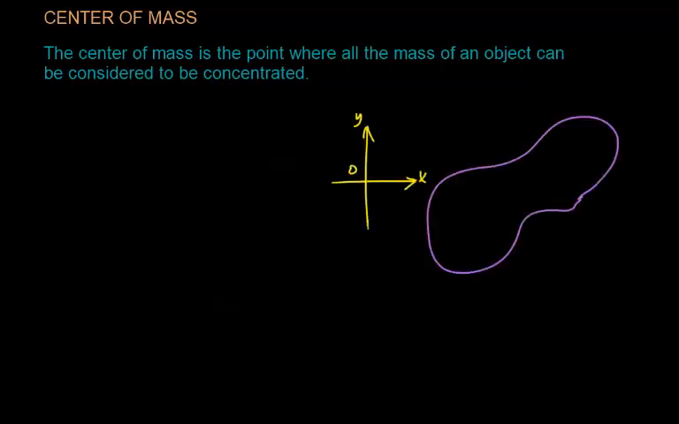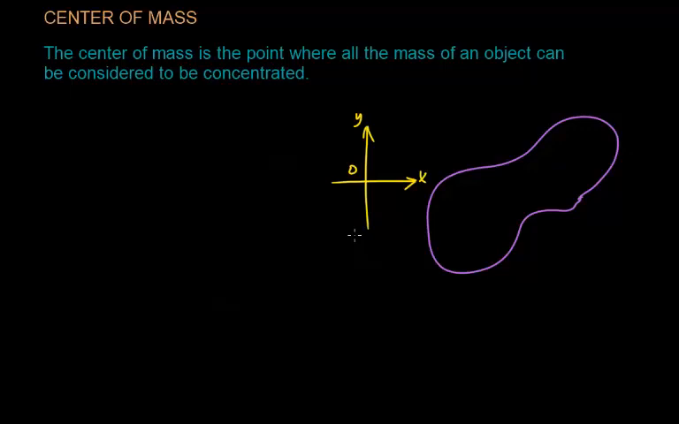Center of mass. The center of mass is the point where all the mass of a given object can be considered to be concentrated. Let me try to put together the following example. Here is a random object, and I want to find out where the center of mass of this object is, as measured from this reference point of measurement set up by the XY coordinate system.